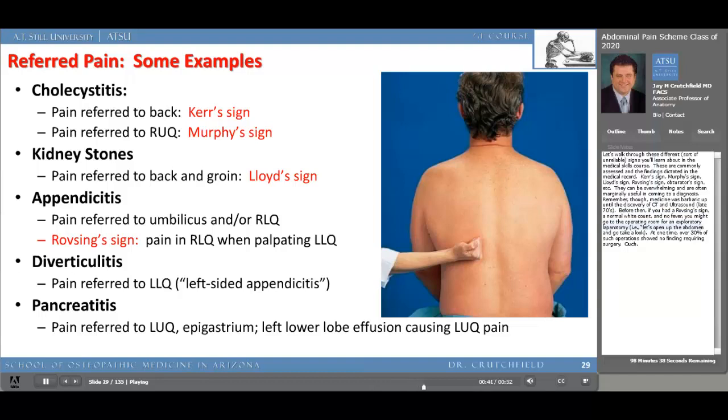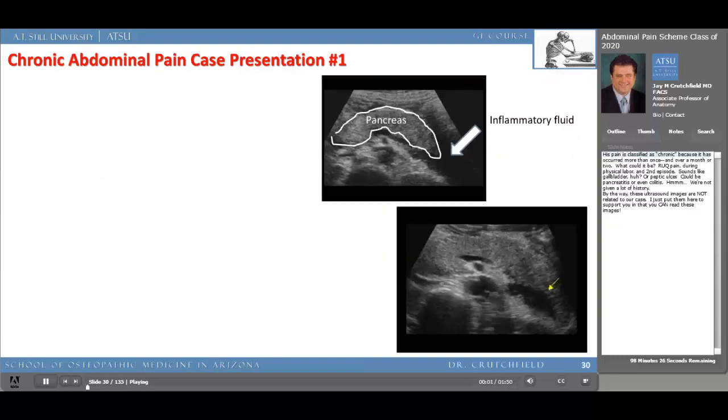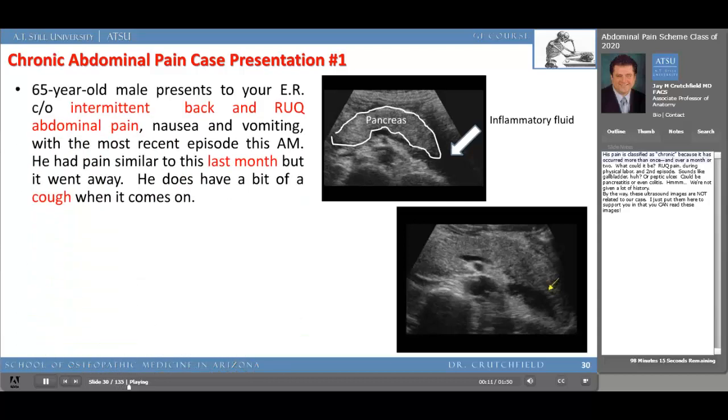Okay, your head's swimming. Let's put together some of what we've talked about into a clinical case. Here we have a 65-year-old male presenting to the emergency room complaining of on and off back and right upper quadrant abdominal pain, some nausea, some vomiting, and this morning was his most recent episode. He had pain like this last month, but it went away, and he does have a bit of a cough when it comes on.